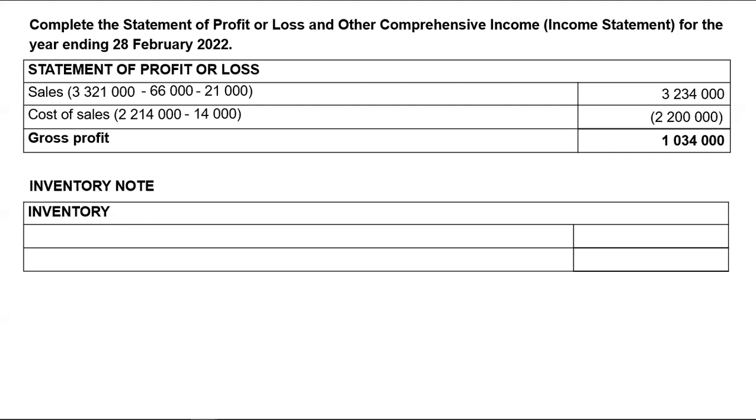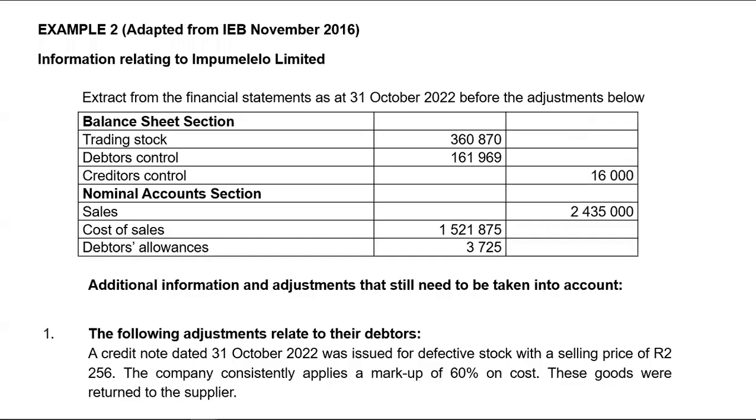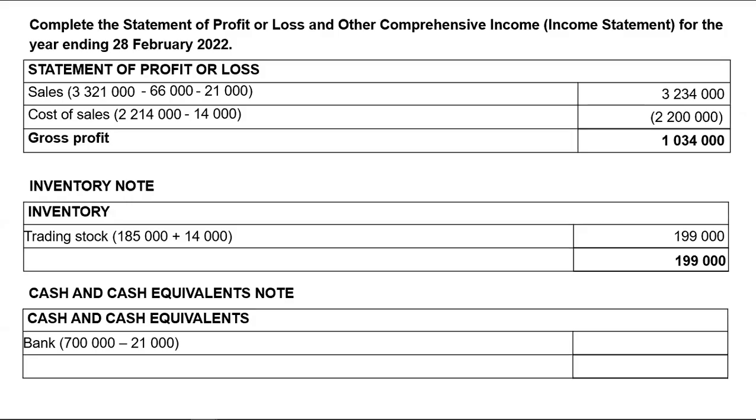1,034,000. Under inventory, you will have that 185, you add the 14,000 that was returned by Efengidi, and that will give you 199,000. We will have what we refer to as cash and cash equivalents. Well, it just jumped. Let me just go back to it. It will be that bank balance that was given to you at the end of the year, which was 700,000. It was incorrect because we needed to make a payment to Efengidi of 21,000. So in the bank at the moment, we're just left with 679,000.